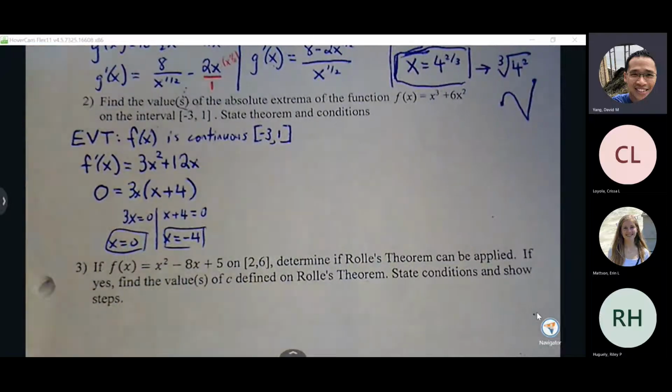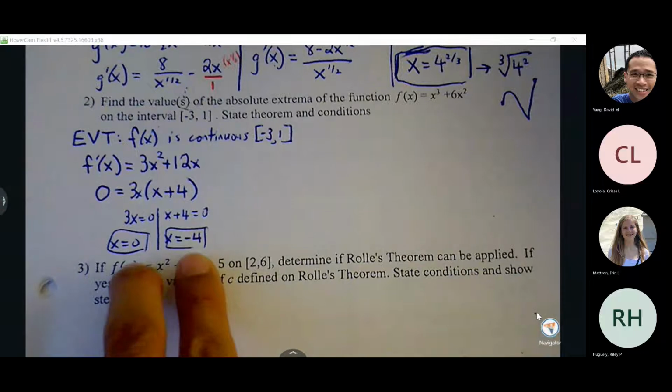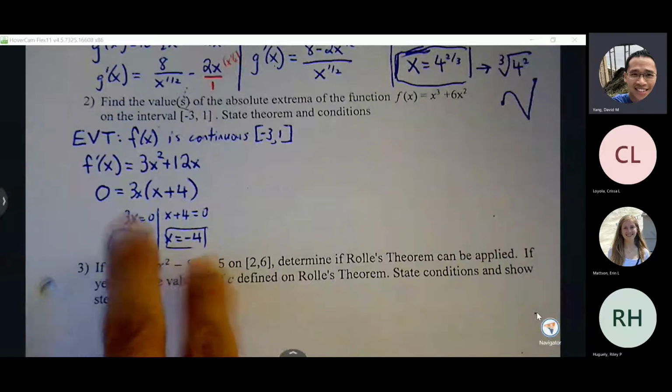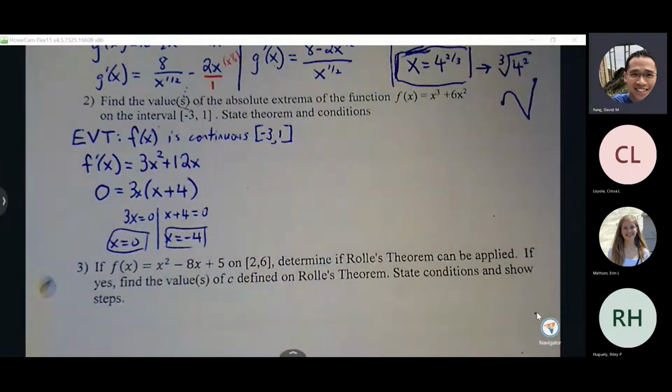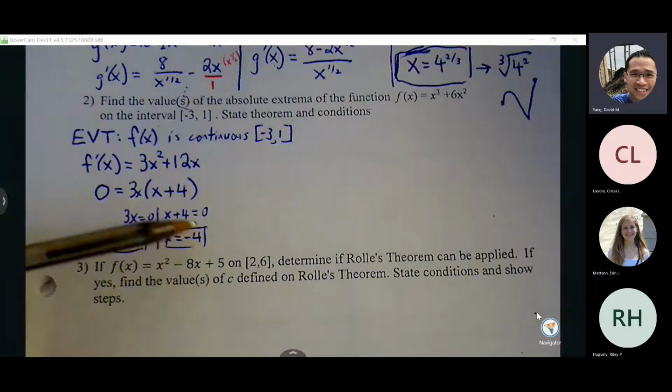Okay, so the next decision we have to make is, are both of these critical values valid? How do we decide whether we want to test these or not? Interval, yeah. So we look at the interval. We only care about the interval. So anything that's outside the interval is not part of our problem. 0 looks to be safe. 0 is between -3 and 1. But -4 is outside the interval. It is a critical value, but it's not part of our problem. So we're not going to include that.